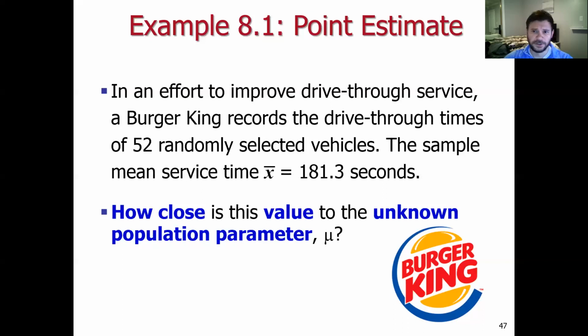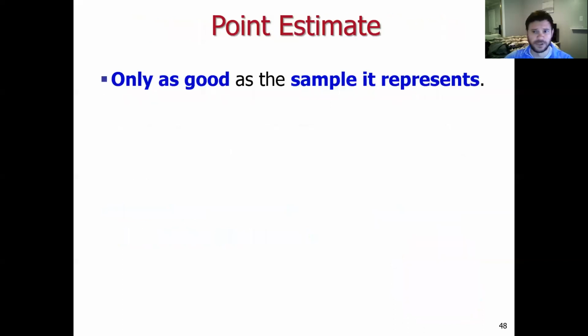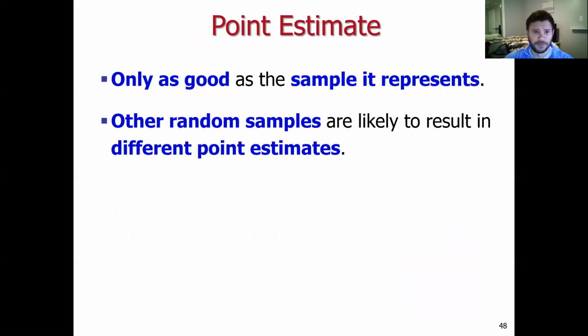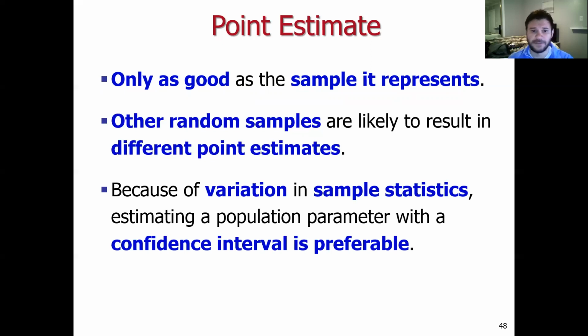So a point estimate, first and foremost, is only as good as the sample it represents. Other random samples from the same population are likely to result in different point estimates because we're sampling randomly. The likelihood I'm going to sample exactly the same observations from the population again is very low. So because there is some slight variability in these sample statistics due to the heterogeneity in which data we're sampling from the population, this is why we want to also include a confidence interval with our point estimates. So not only do we understand where we think the parameter value is, but we have some idea of how much noise there is in that sampling process.